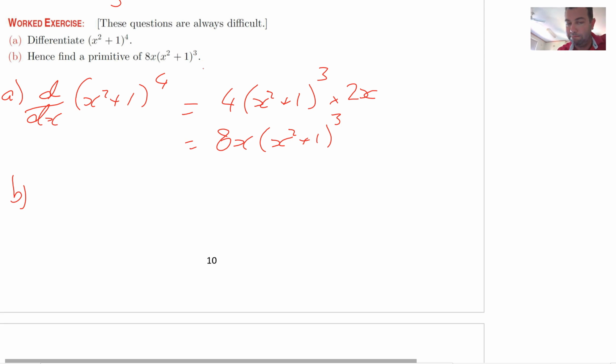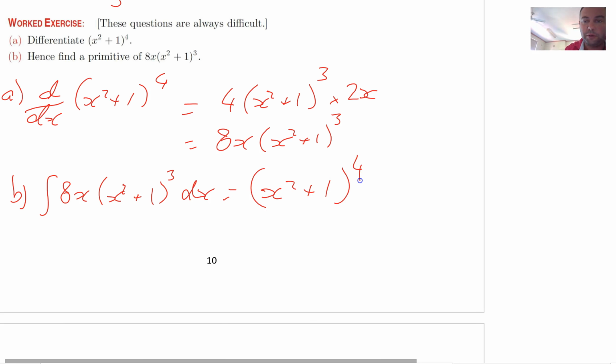For part B, hence find the primitive of x outside of x squared plus 1 to the 3. We have just differentiated this function here, and we got this one. Find the primitive just means go the other way. So the indefinite integral of 8x outside of x squared plus 1 to the power of 3 dx equals, well, we know it's x squared plus 1 to the power of 4.